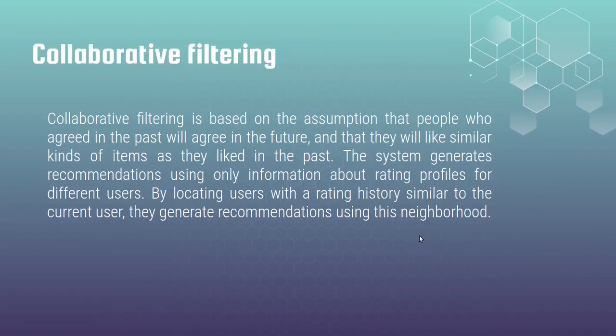Let's return to collaborative filtering and its definition. Collaborative filtering is based on the assumption that people who agreed in the past will agree in the future, and that they will like similar kinds of items as they liked in the past. The system generates recommendations using only information about rating profiles for different users. By locating users with a rating history similar to the current user, it generates recommendations using the neighborhood. That was a boring scientific definition.